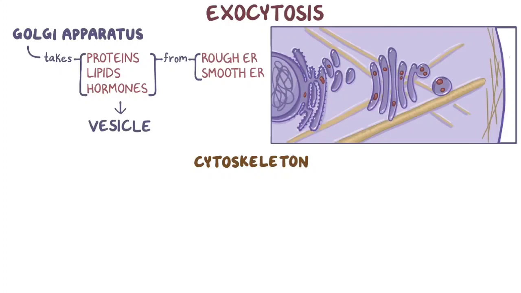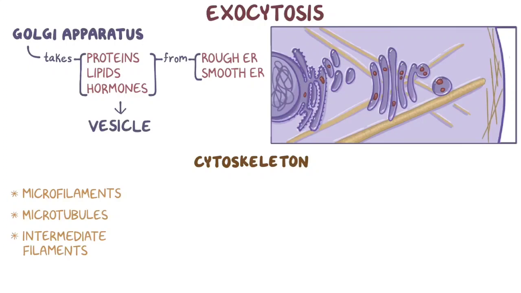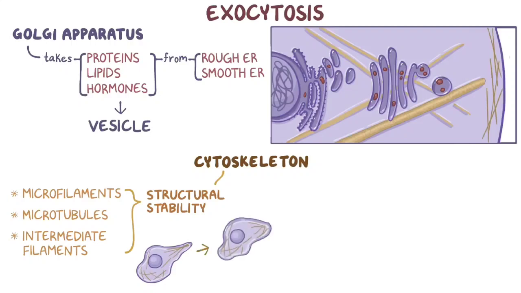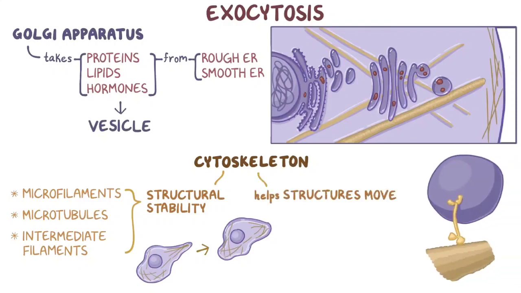The cytoskeleton is made out of proteins like microfilaments, microtubules, and intermediate filaments, which all provide structural stability. The cytoskeleton is also very dynamic, allowing the cell to change shape by selectively extending and contracting the filaments, which is important in some cell functions like muscle contraction, cell division, and even cell movement. The cytoskeleton also helps structures within the cell move from one area to another.